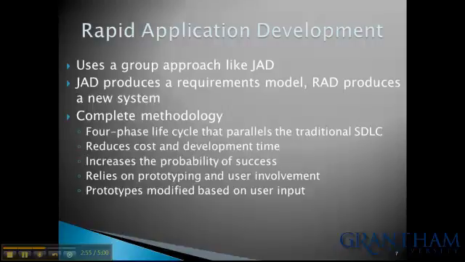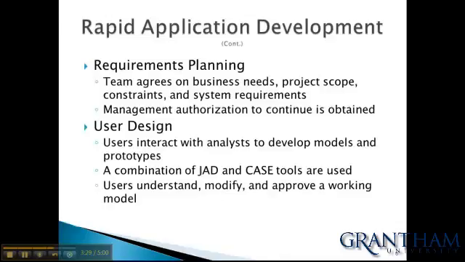Rapid application development uses a group approach like JAD. JAD produces requirements modeling, and RAD produces a new system. You have a complete methodology, a 4-phase life cycle that parallels the traditional software development life cycle. It reduces cost and development time, it increases the probability of success, and it relies on prototyping and users' involvement. Prototypes are modified based on users' input.